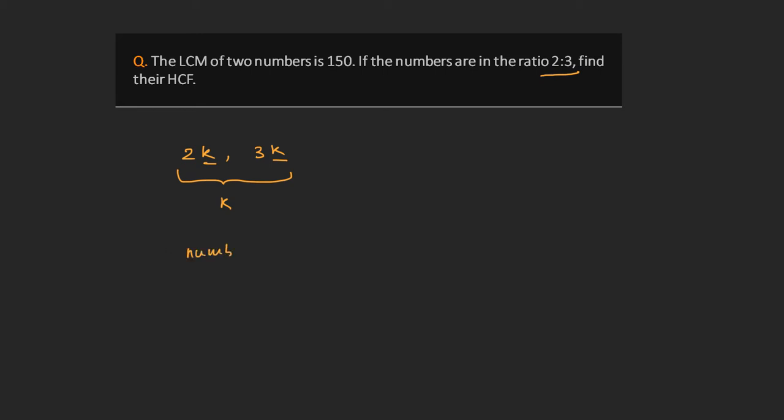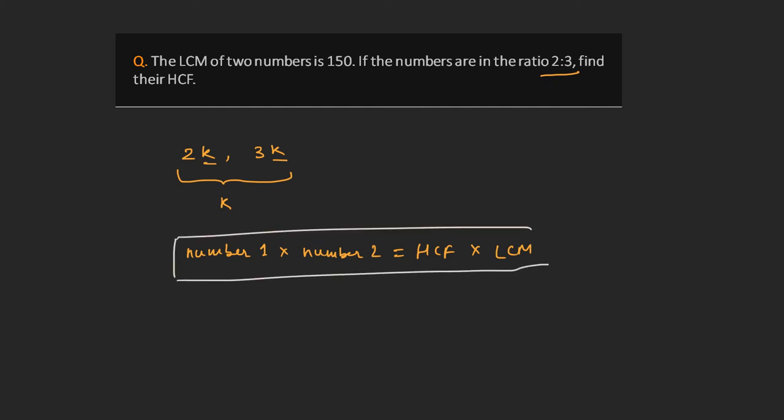So here it is. The product of two numbers equals the product of their HCF and LCM. Simple as that. In case you didn't already know this, note it down. It's very important. So 2k times 3k equals 150 times k. Now it's just about solving this equation. We know the HCF can't be 0, so we can divide both sides by k to get 6k equals 150 or k equals 25. So the HCF is 25.